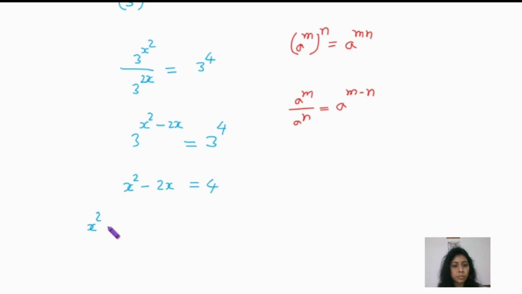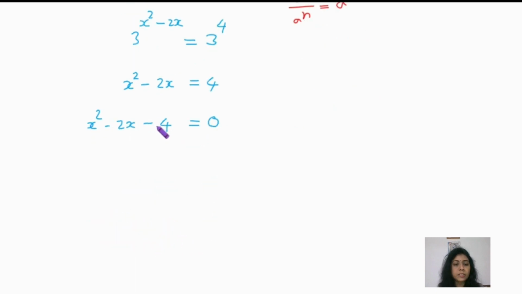Now x squared minus 2x minus 4 equals 0. The 4 transfers to this side, so it becomes negative. Now we got a quadratic equation. Here the product is minus 4 and the sum is minus 2. We don't get two numbers whose product is minus 4 and sum is minus 2, so we can't factorize by splitting the middle term. So we can apply the quadratic formula.